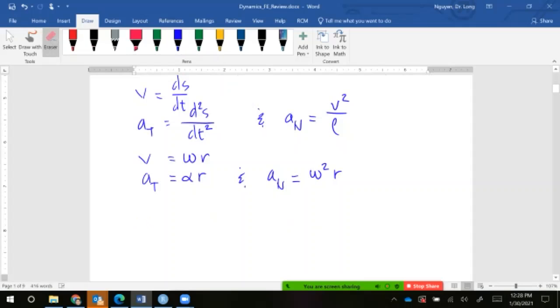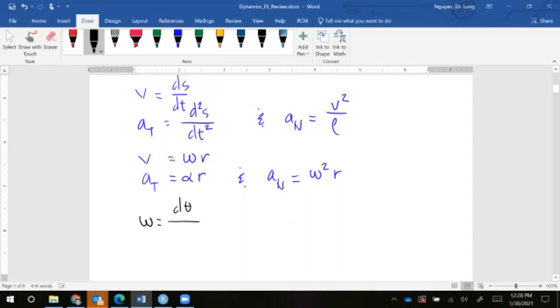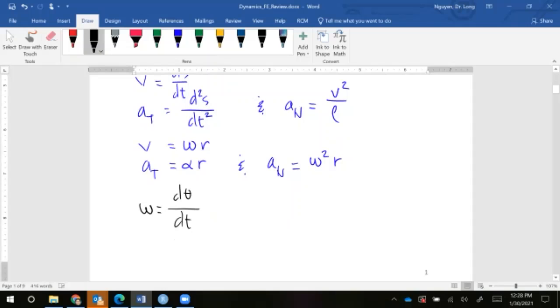We have omega, angular velocity, equal to d theta, the rotational angle, over dt. And we have angular acceleration alpha, which is equal to d omega over dt, and it also equals the second derivative of theta with respect to t, d squared theta over dt squared.